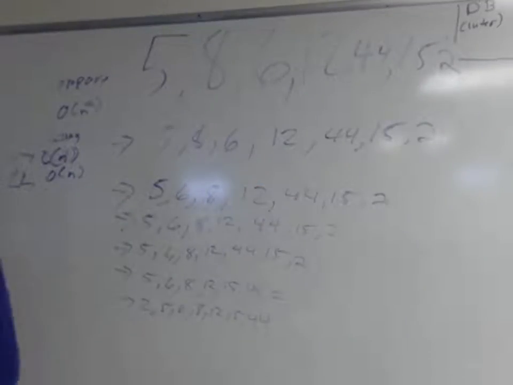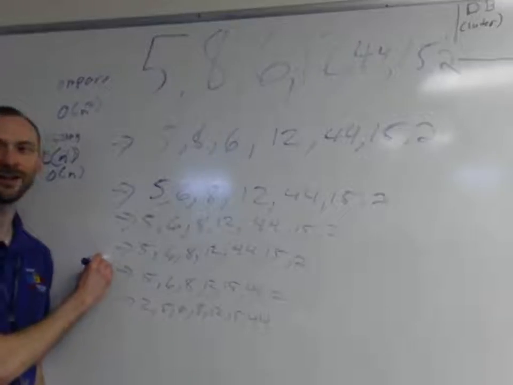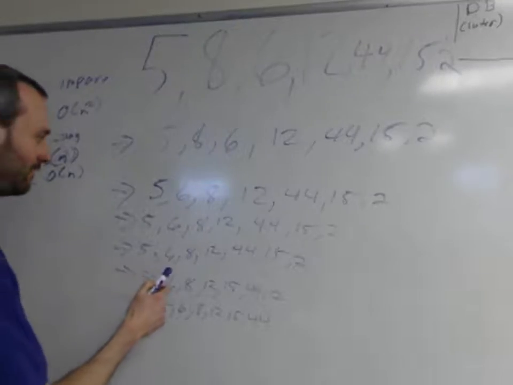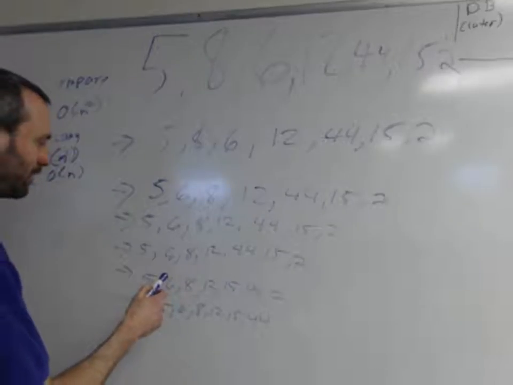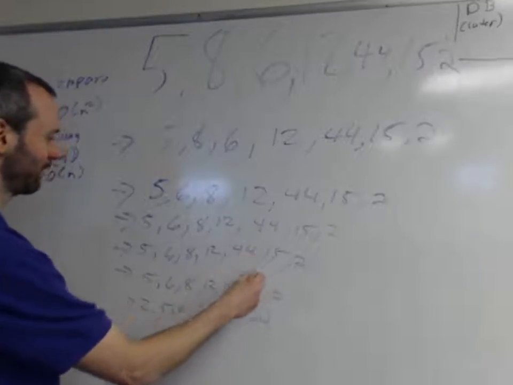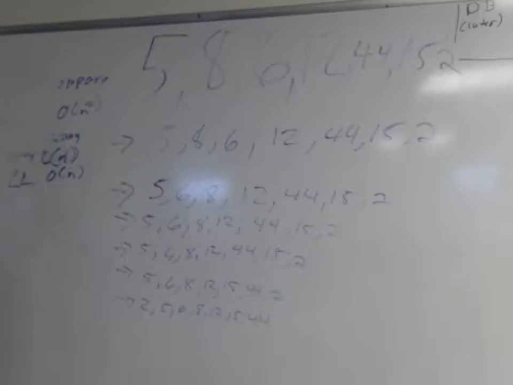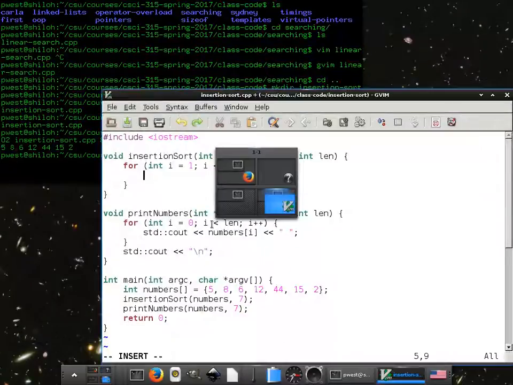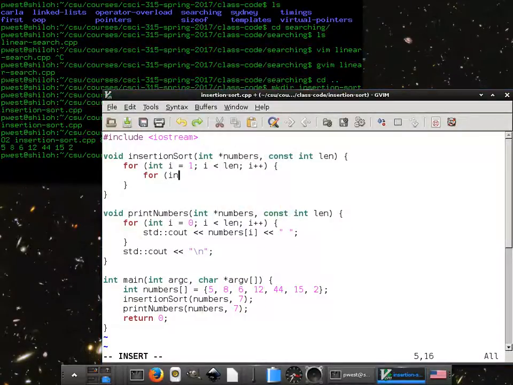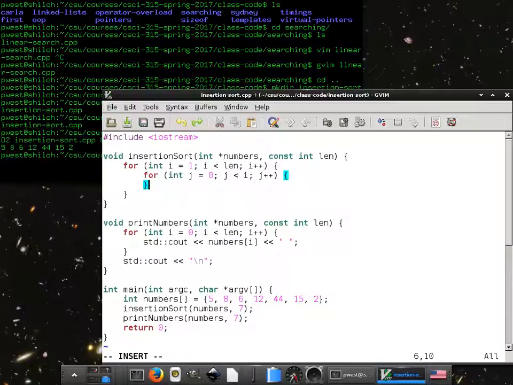Now, let's say we're looking at the 15 we're adding. What do we need to do? Search there and see where it's greater than. All right, so we need to, for int j equals 0, j is less than i, j plus plus. And what are we looking for?